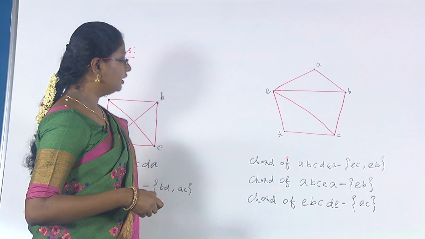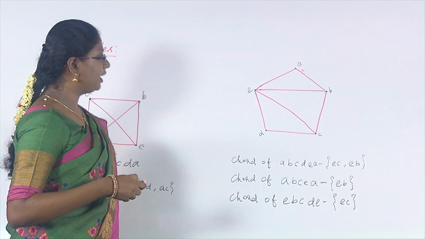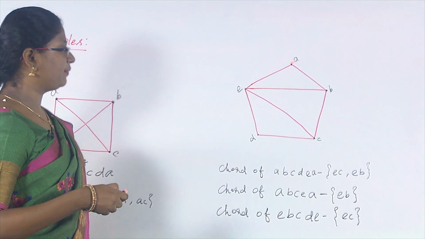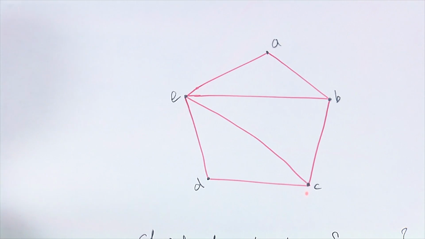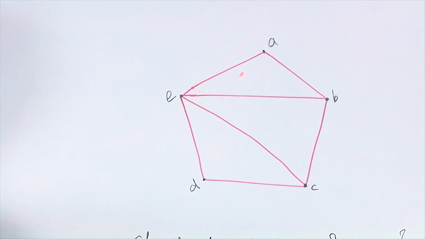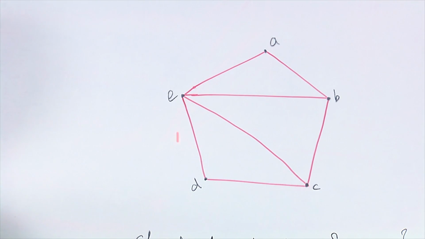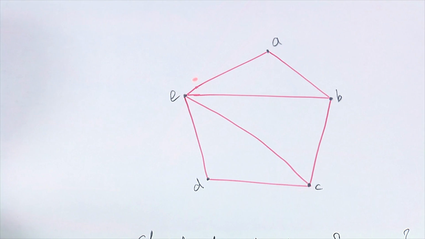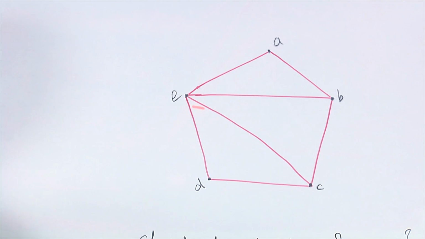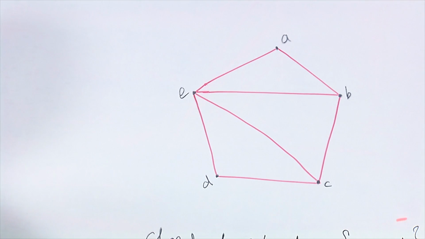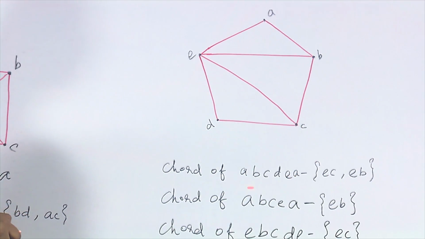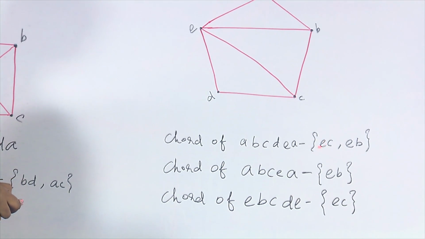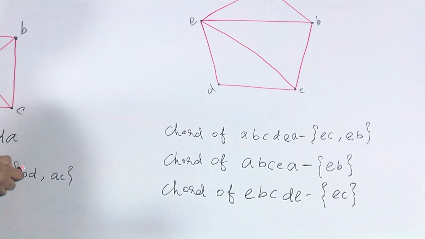So here this is a cycle A, B, C, D, E, A. This is a cycle of length 5. I repeat again, this is A, B, B, C, C, D, D, E and E, A. So in this cycle, how many chords are we having? Here we are having two chords, namely EB and EC. So we consider one such cycle of length 5, and here we are having two chords. There is no other cycle of length 5.